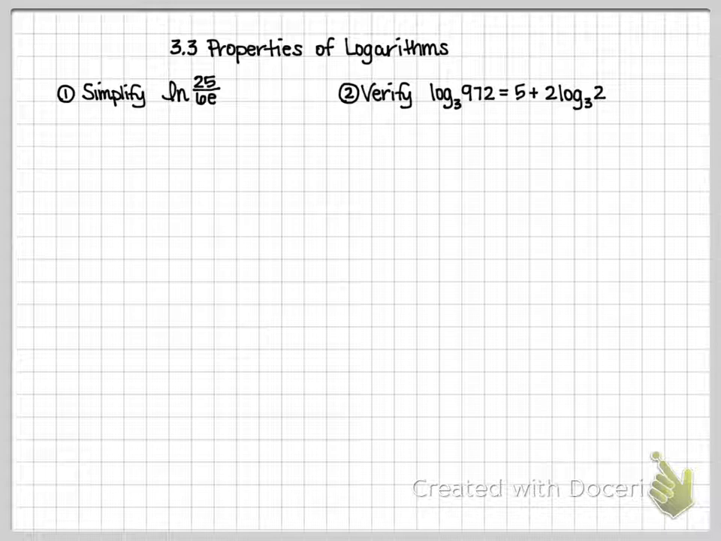The first one we're going to do is simplify. On this one, I see a division with a single logarithm out in front, which means I need to use that second property of logarithms, and that division is really subtraction. So I'm going to do ln of the top minus ln of the bottom, creating a subtraction out of this.